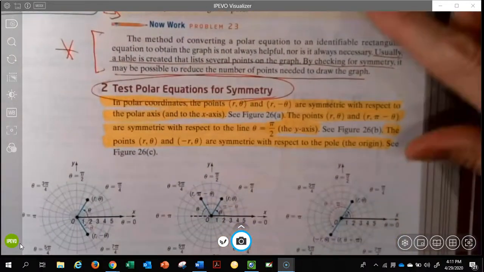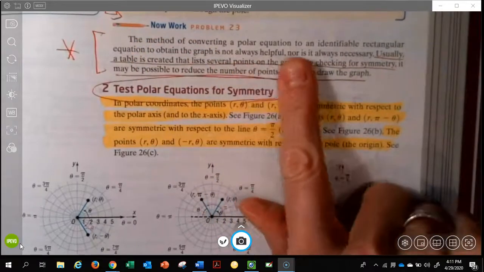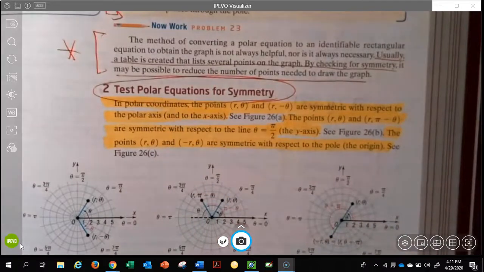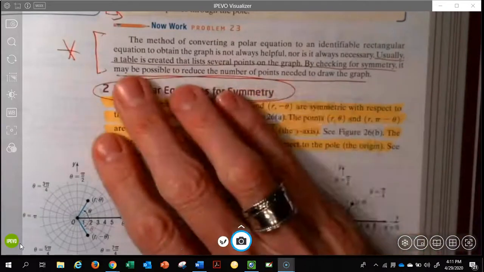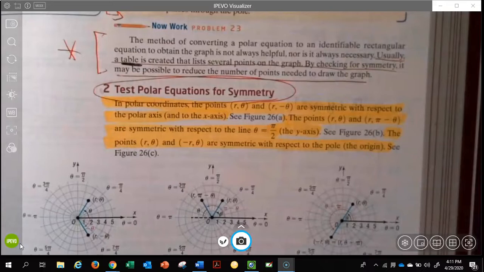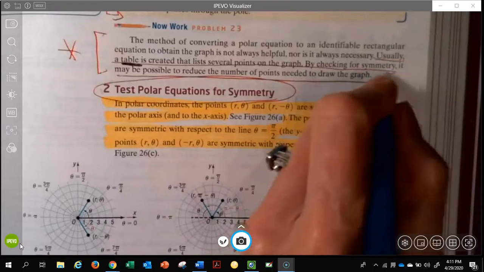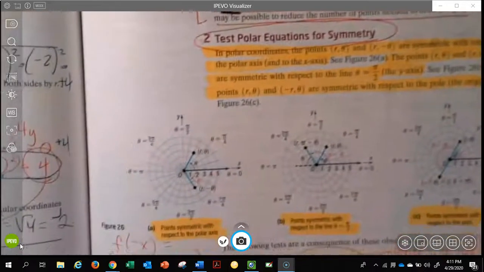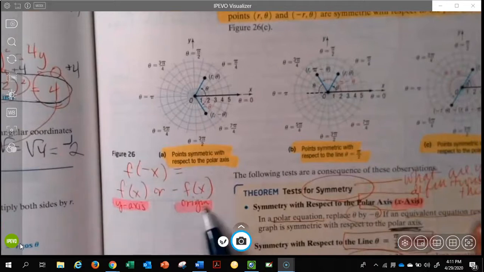But it does say there is a method of converting a polar equation to an identifiable rectangular equation to obtain the graph. It is not always helpful, nor is it always necessary, and usually a table is used. That's what I would underline and write down, that a table is going to be created to list several points. And then I would underline that you and I need to know how to check for symmetry. When you check for symmetry, you can greatly reduce your number of points just by knowing if it's going to be symmetric to, and then you fill in the blank. Some of my notes down here, I just wrote in from college algebra.